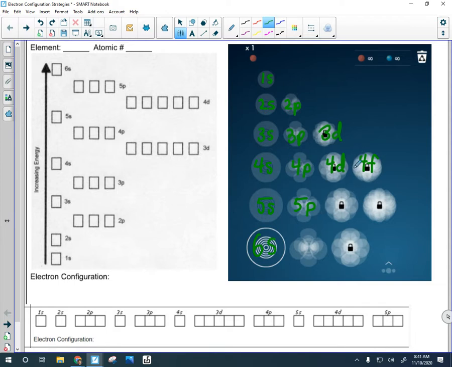But once you place electrons in the 4f orbital, it unlocks the 5d orbital. Once you place them in the 5d orbital, the next place they would need to go is the 6p.